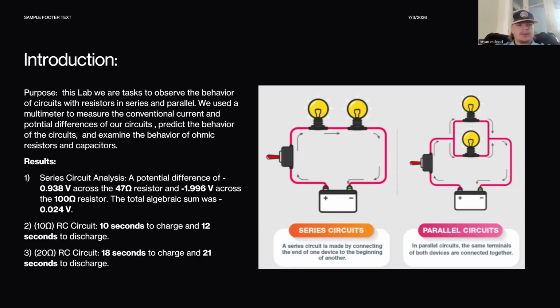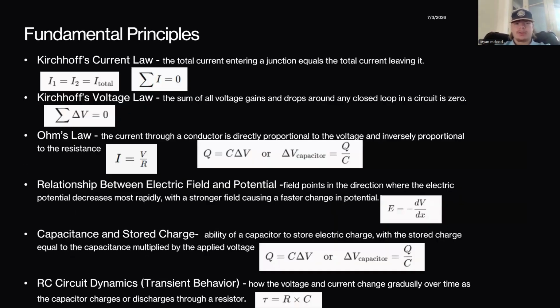So our results, in the series analysis, we found a potential difference of negative 0.93 volts across the 47 ohm resistor and negative 1.996 volts across the 100 ohm resistor. And the total algebraic sum was approximately 0.024 volts. So in the RC circuit, we discovered that it takes 10 seconds to charge and 12 seconds to discharge, as well as in the 20 ohm RC circuit, we discovered that it takes 18 seconds to charge and 21 seconds to discharge.